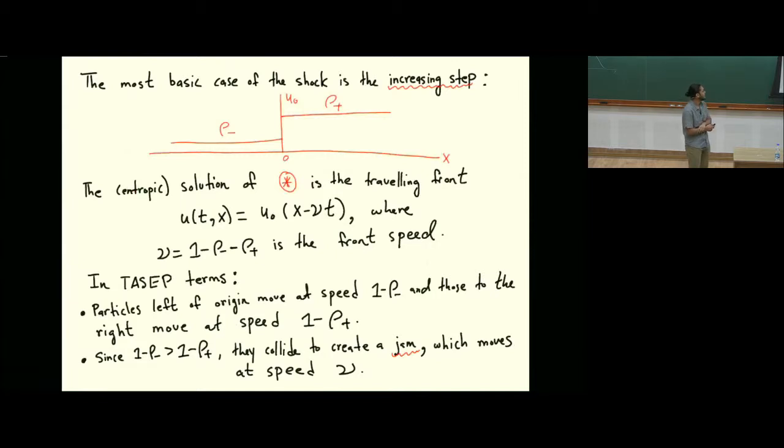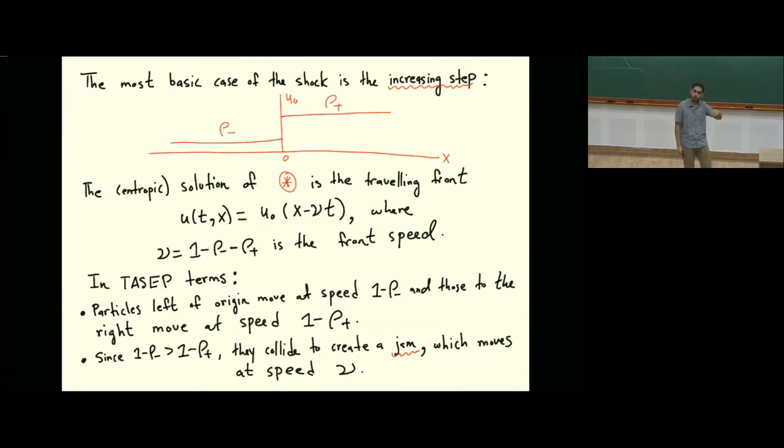So here's the initial condition that I want to study. Okay, it's the step initial condition. So you want to study shock. Now I consider an initial condition where you have two densities, rho minus and rho plus. And U0 is just rho minus to the left of 0 and rho plus to the right of 0. So it's just a step function, and rho minus is less than rho plus. To create a shock, you need to have rho minus less than rho plus.